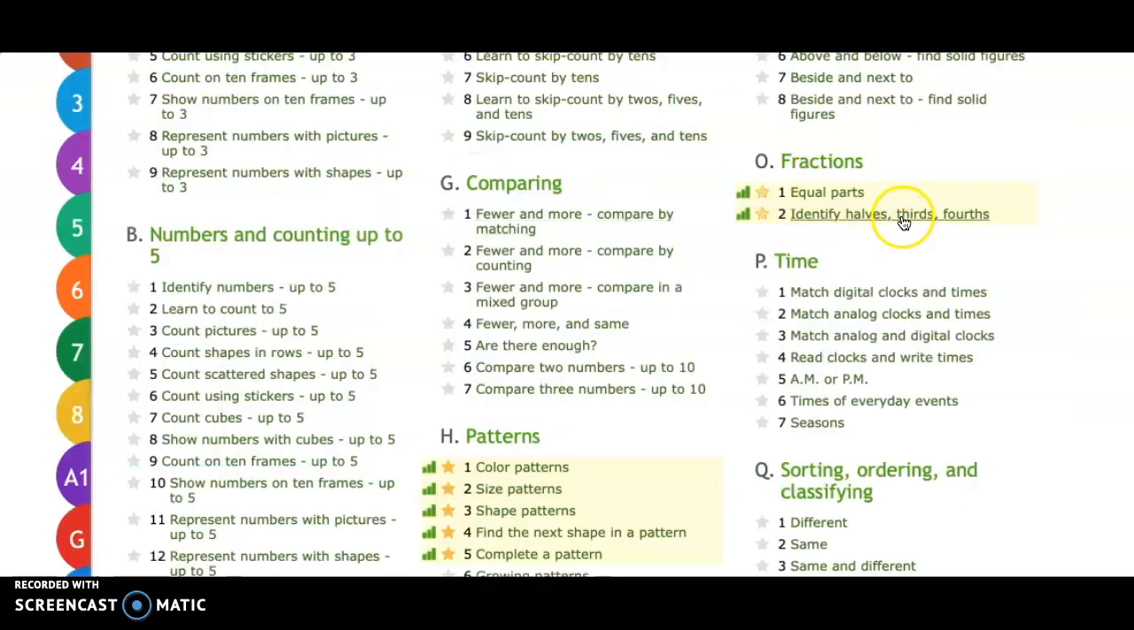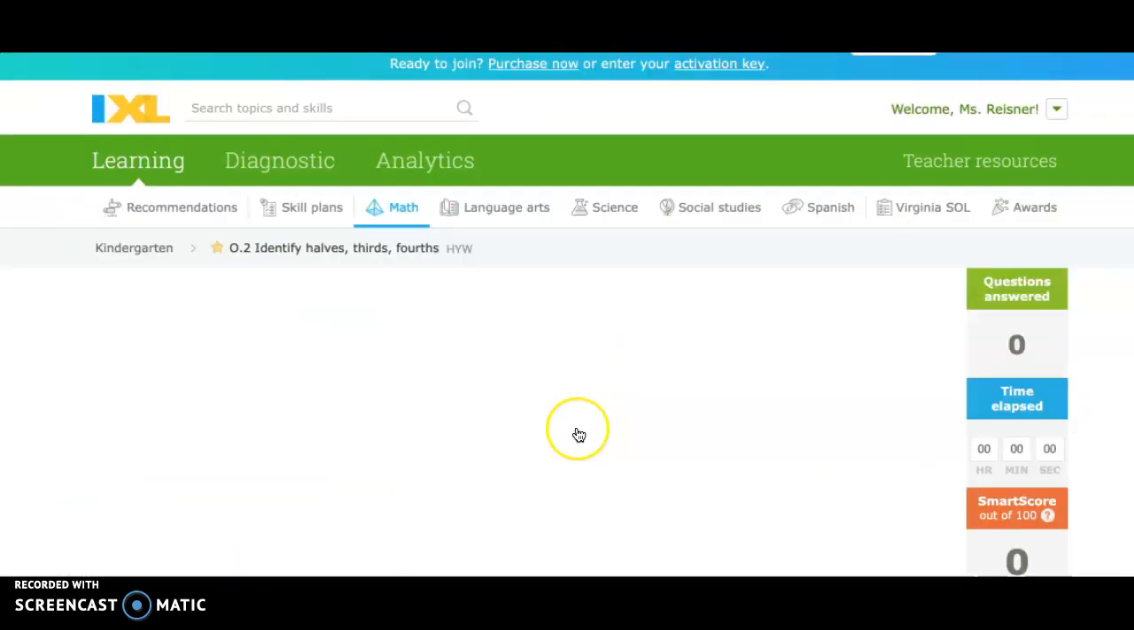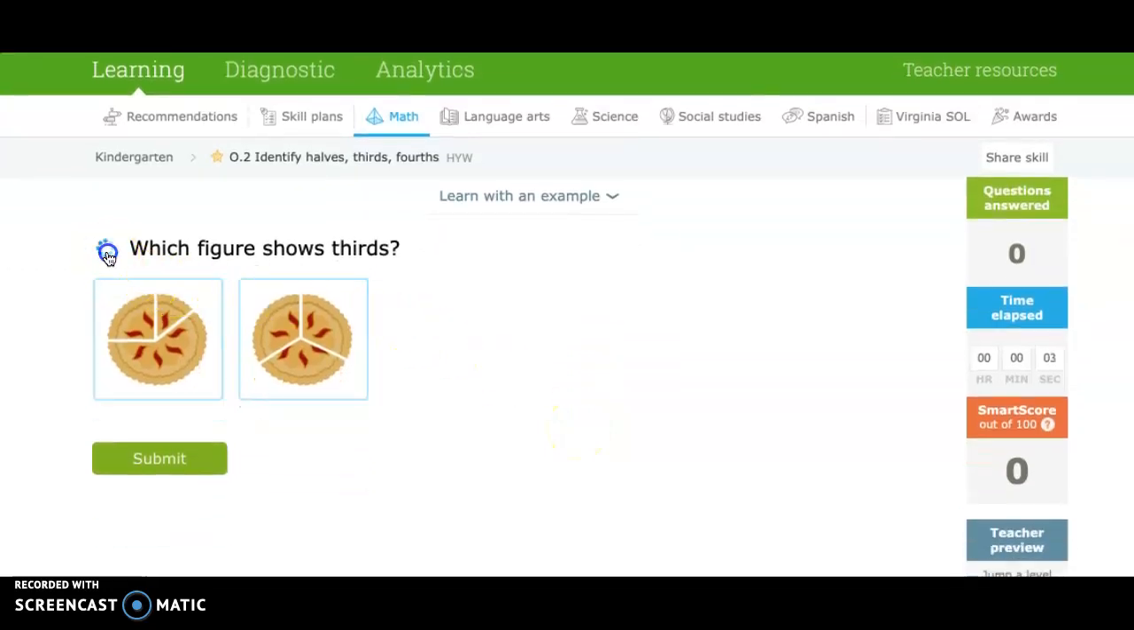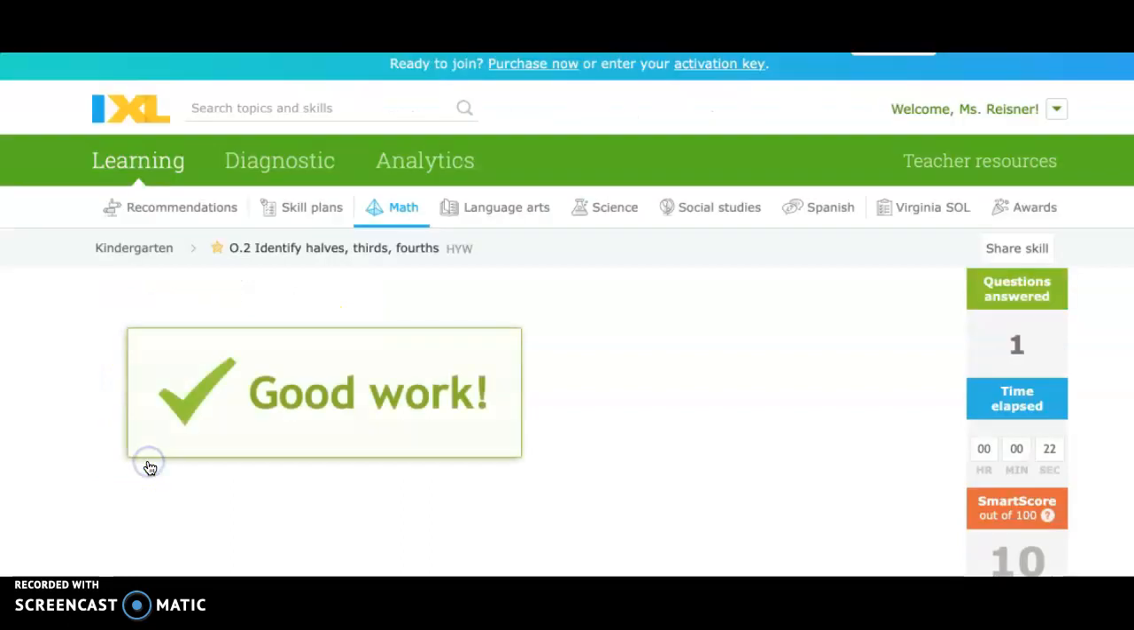I'm going to go over here to the identify halves. All right, let's listen to the directions. Which figure shows thirds? Thirds means how many parts? 3. Now look, this has 1, 2, 3 parts, but that's not thirds because it's not equal. Good job. So it's got to be this one because this has 3 parts that are all equal.